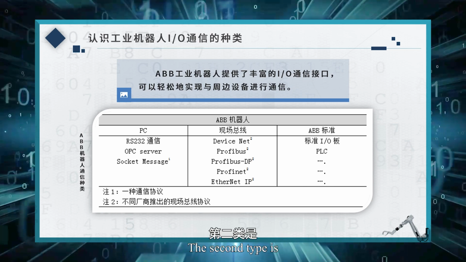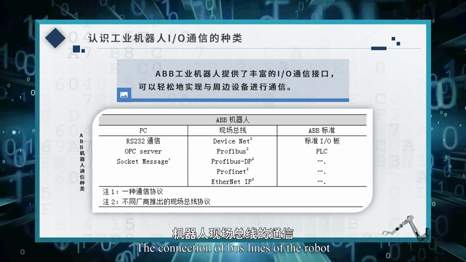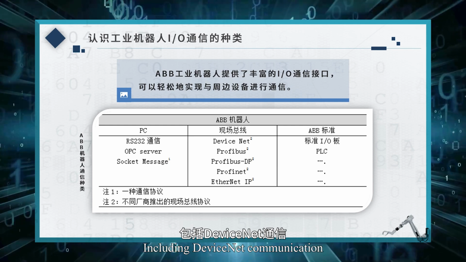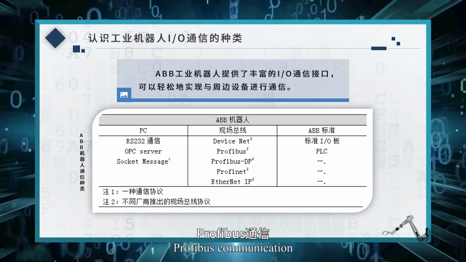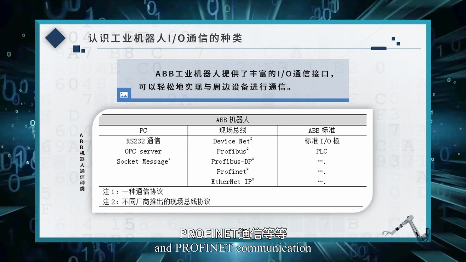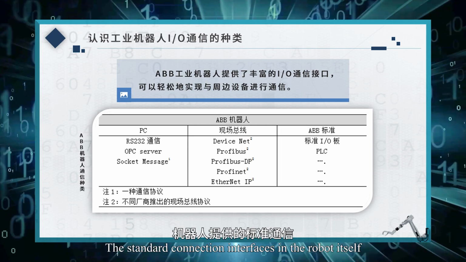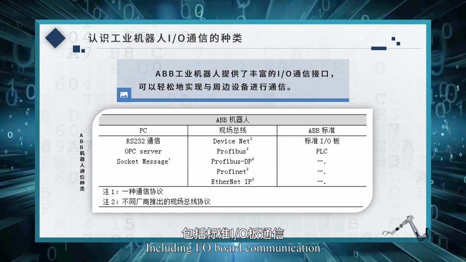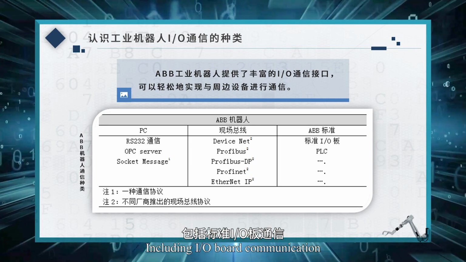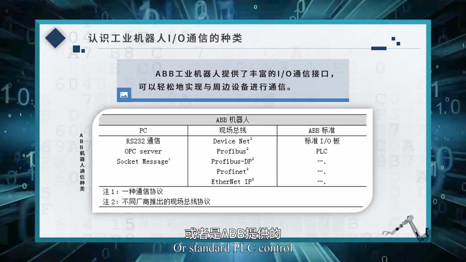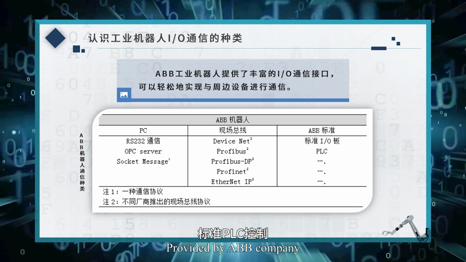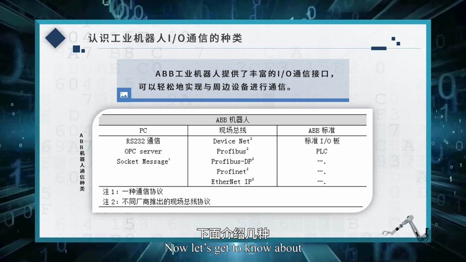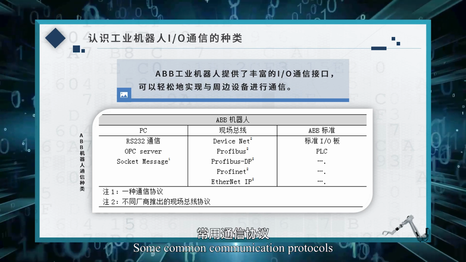The second type is the connection of bus lines of the robot, including DeviceNet communication, Profibus communication, and Profinet communication. The third type is the standard connection interfaces in the robot itself, including I/O board communication or standard PLC control provided by ABB company. Now let's get to know some common communication protocols.